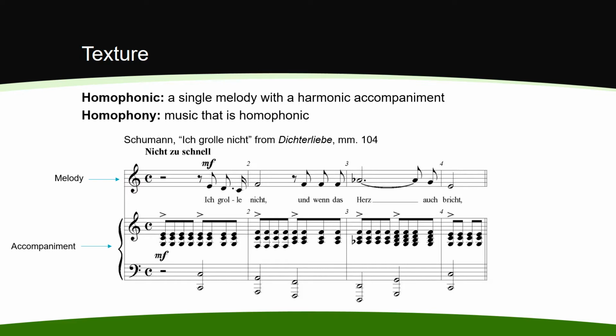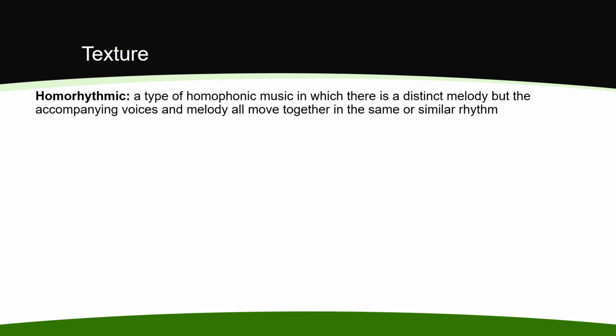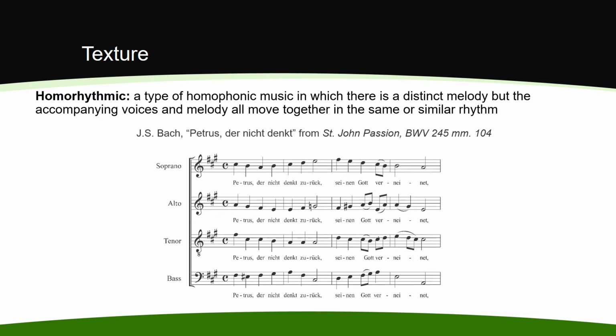There is a type of homophonic texture called homorhythmic. Homorhythmic music is a type of homophonic music in which there is a distinct melody, but the accompanying voices and melody all move together in the same or similar rhythm. This type of texture is most commonly found in hymns.